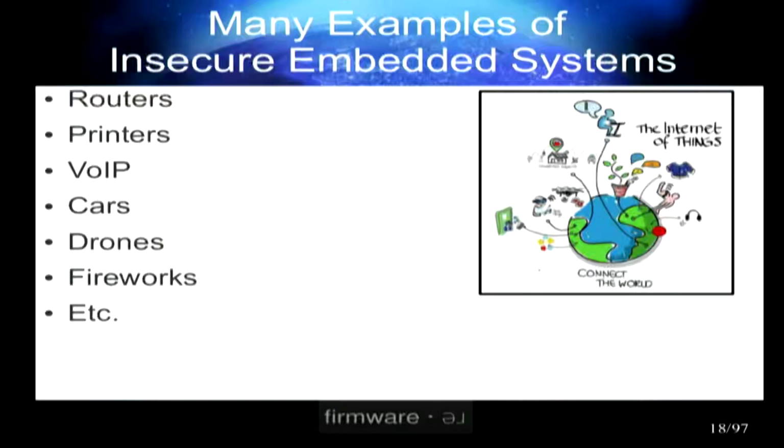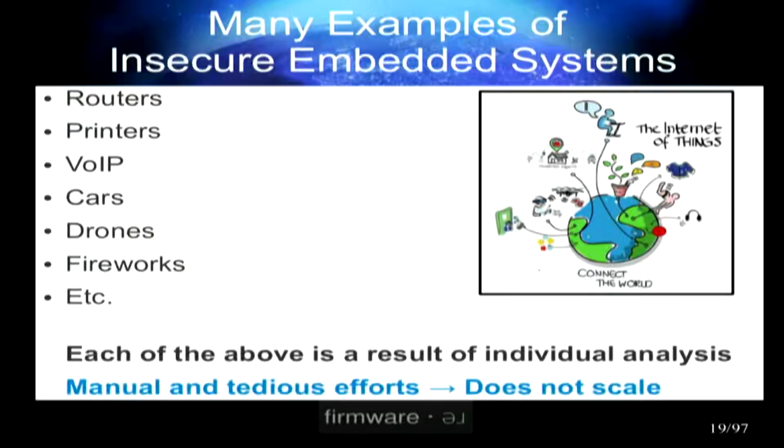And the list can go on, because every day you would see some kind of alert on Twitter or on blogs that there's a new device, or this vendor has another device which has hard-coded passwords. And the list can go on, but the idea is that each of these results, each example of a blog post, is the result of individual analysis.